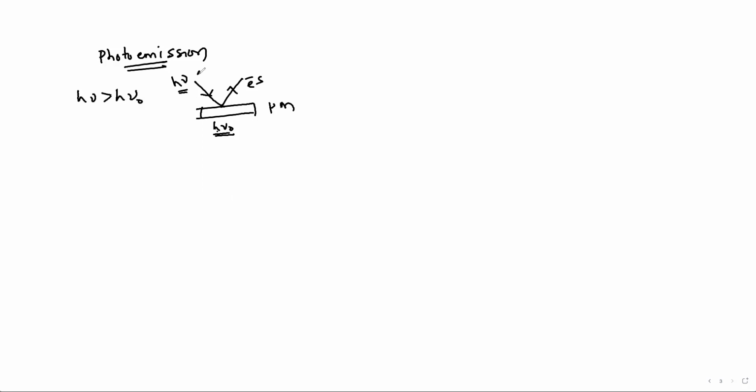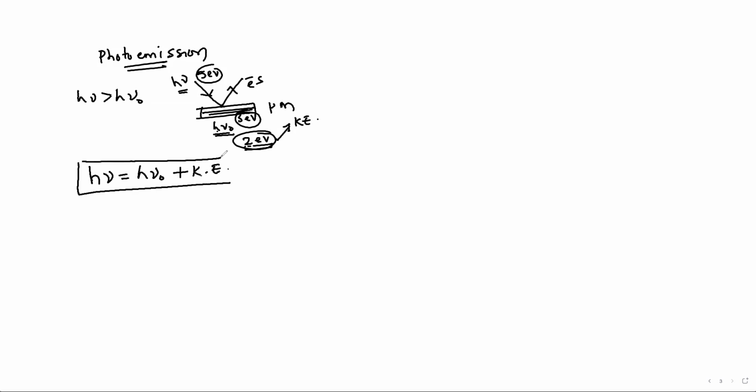For example, let us consider 5 electron volt energy incident on this. The work function is 3 electron volt. 3 electron volt is utilized to emit the electron. Now, what happens to the remaining 2 electron volt? According to the law of conservation of energy, this energy is given to electrons in the form of kinetic energy. That means I can write an equation: h nu equals work function plus the kinetic energy of emitted electrons. This equation is called the photoelectric equation.